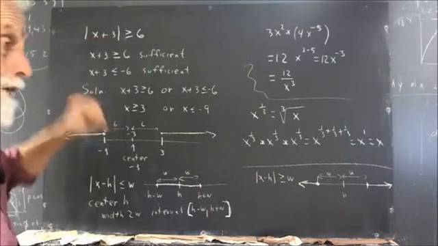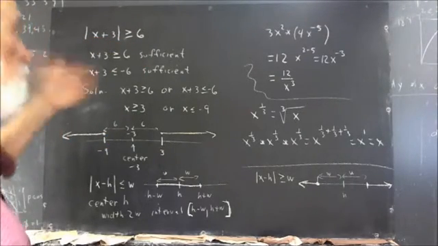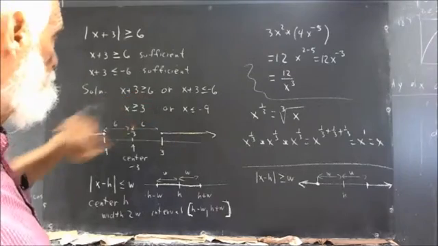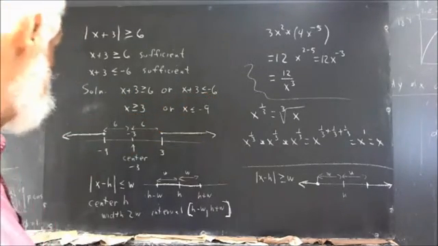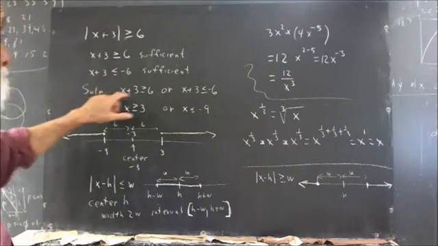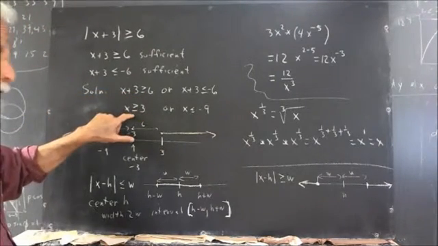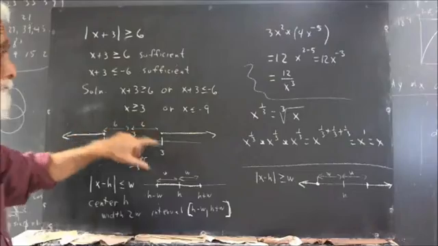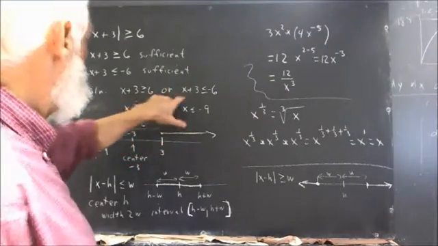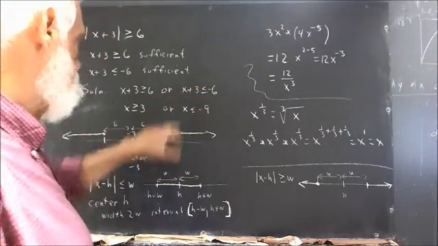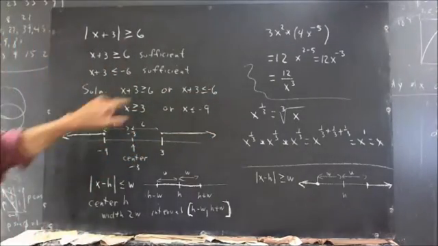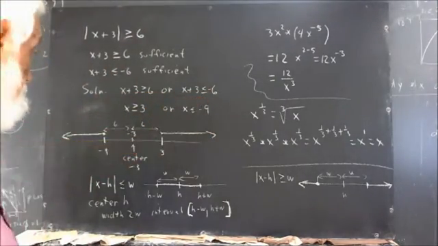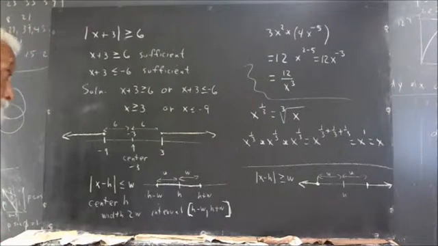The inequality can be translated into two inequalities, x plus 3 greater than or equal to 6, or x plus 3 less than or equal to negative 6. X plus 3 greater than or equal to 6 gives you x greater than or equal to 3, and x plus 3 less than or equal to negative 6 gives you x less than or equal to negative 9, and that's very straightforward. As soon as you write these down, you can easily satisfy them. Well, what's that give us?